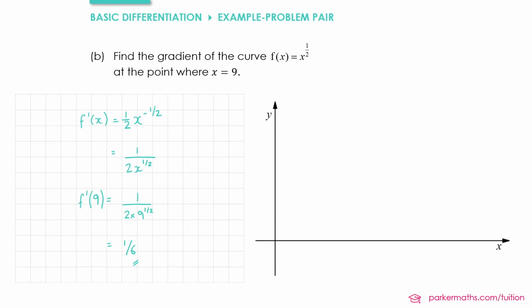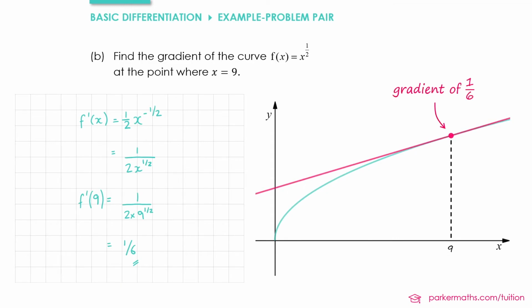So the graph of x to the half looks like this. If we were to draw a tangent at the point x equals 9, it would look like this, and the gradient of that tangent would be 1/6.